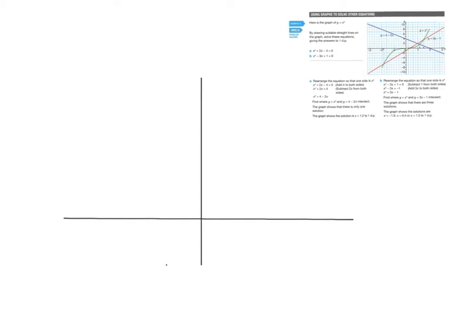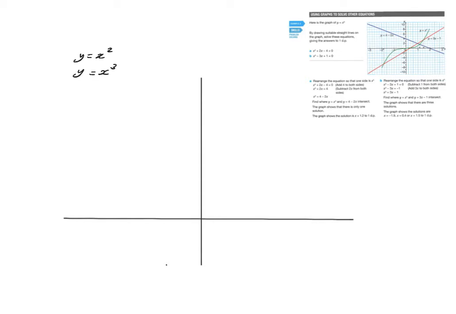Okay, so this is a very quick explanation for the next section of this chapter, which we're going to be doing this week, and it is using graphs to solve other equations. And this one takes a step up in the difficulty rating because before we were doing y equals x squared, but this time we're going to be using the graph y equals x cubed to answer the questions instead.